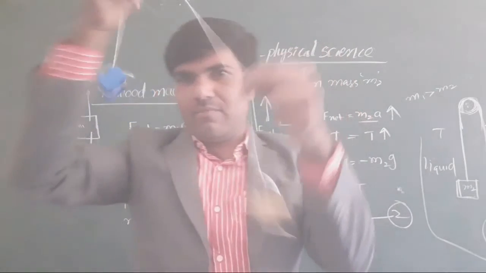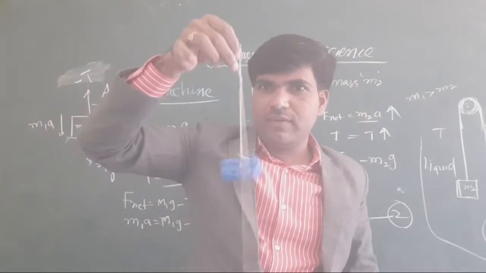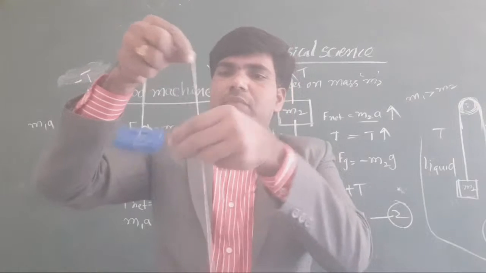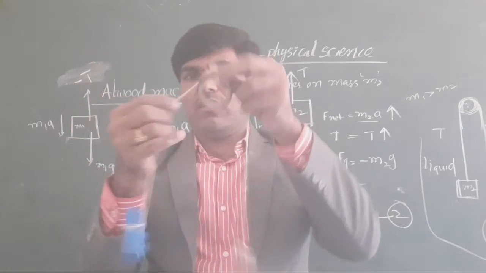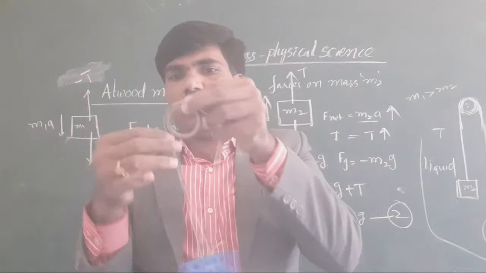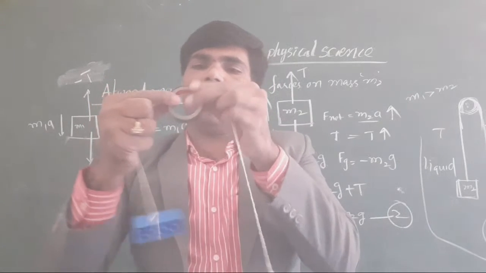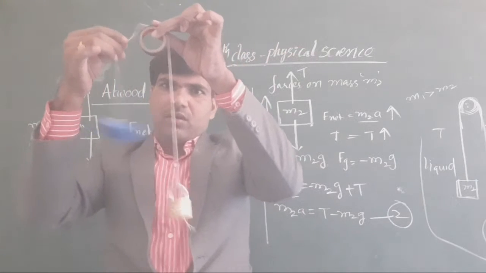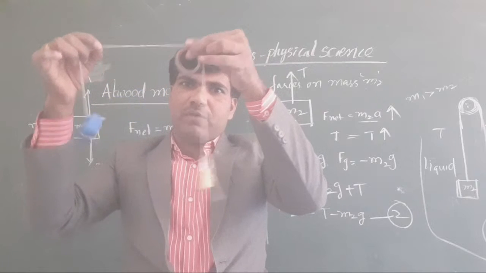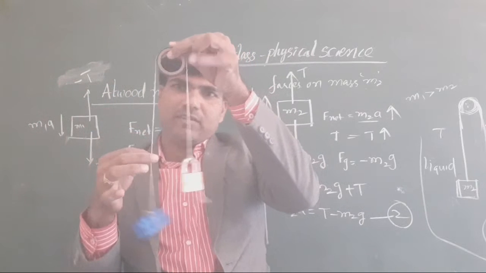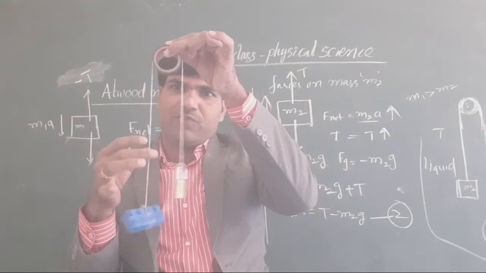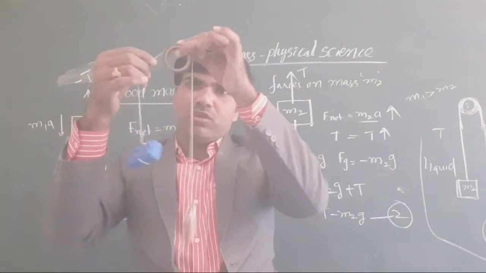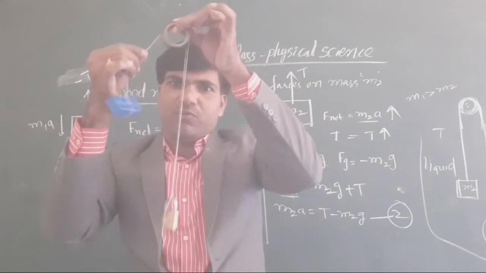Got it? This is the massive M1, and this is the lighter one. When I remove my finger from this rolling pulley, once I take it out, will it move downward or not? It will move downward because of its heavy mass.